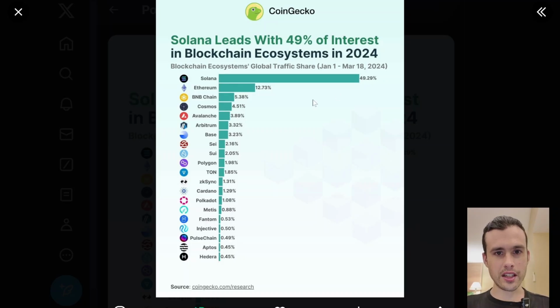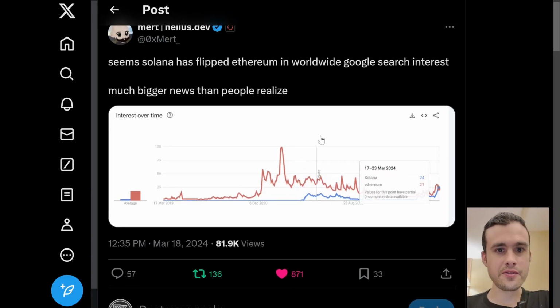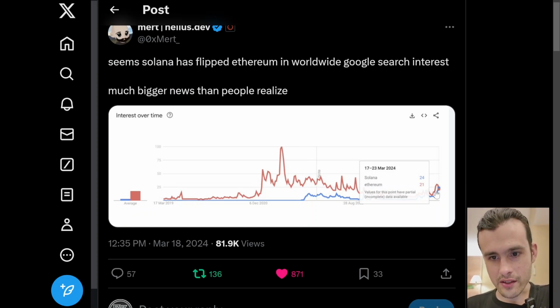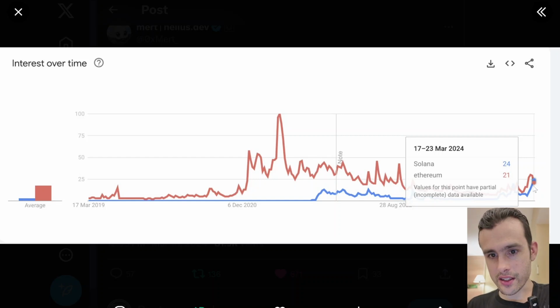Solana's absolutely dominating here. And again, we can see Mert here has posted that Solana has flipped Ethereum in worldwide Google search interest. So that's pretty impressive. I mean, this is Ethereum here. You can see this juggernaut, absolute juggernaut. And then recently, you can see just at the end of the chart and table here that Solana has just flipped it in this date range here.